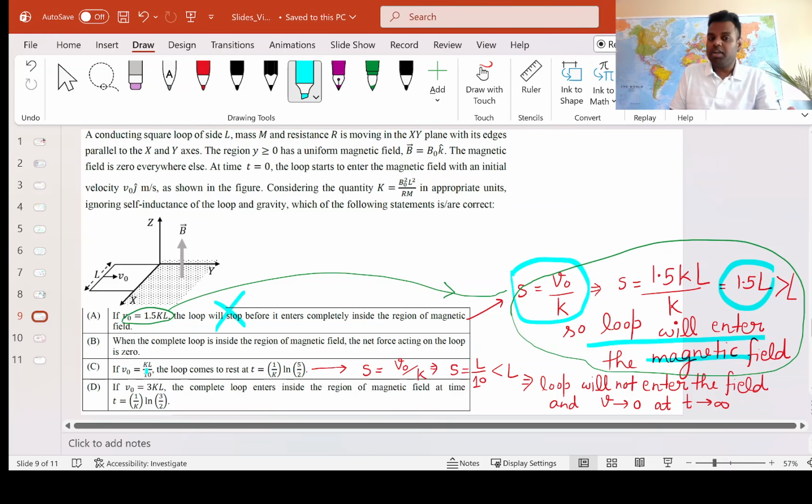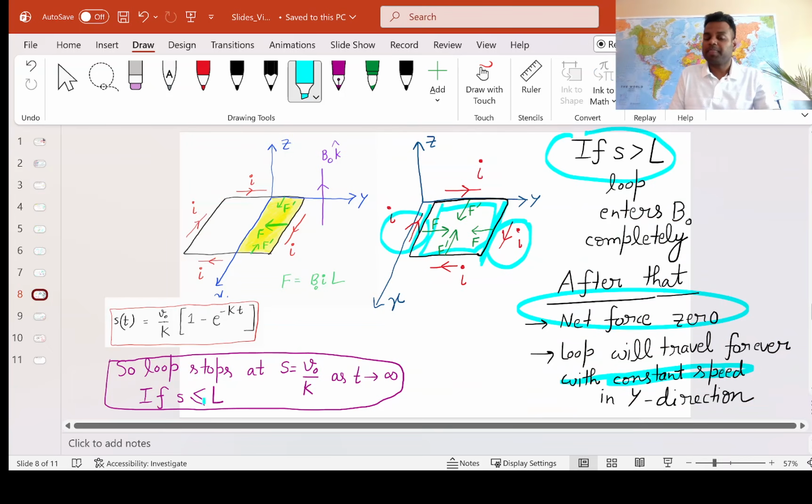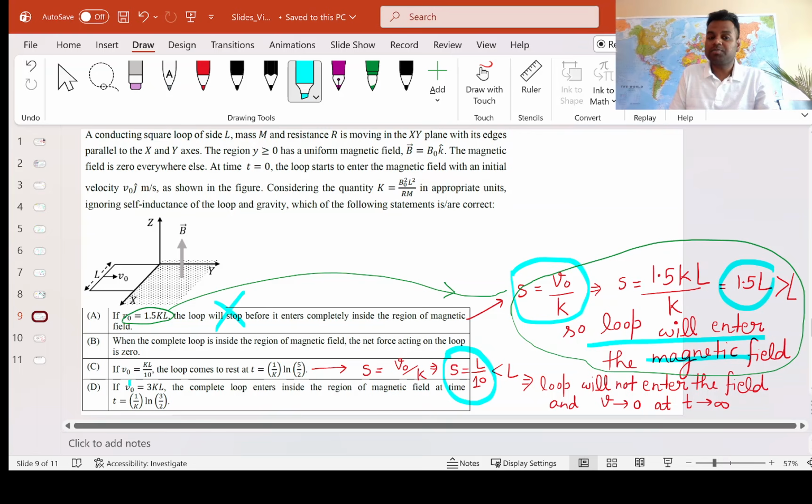Option C, V naught is KL by 10. The loop comes to rest at this time, right? So here's the thing. If you put this V naught here, S equal to V naught by K, you will get S equal to L by 10, which is less than L. That means the loop will not enter the field. It will stop before entering the field. If you go back here, right here, if S is less than or equal to L, it will stop before entering, in this condition on the right side. So that means C is also incorrect.